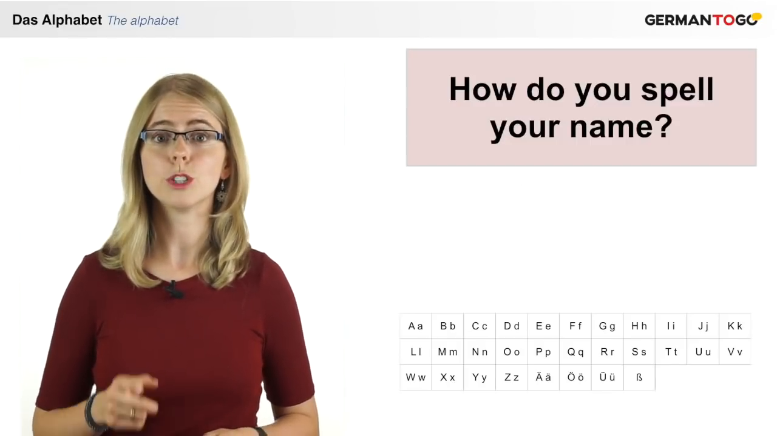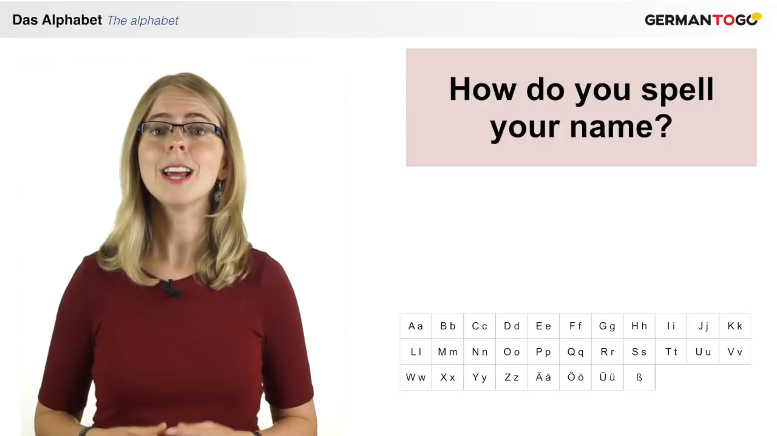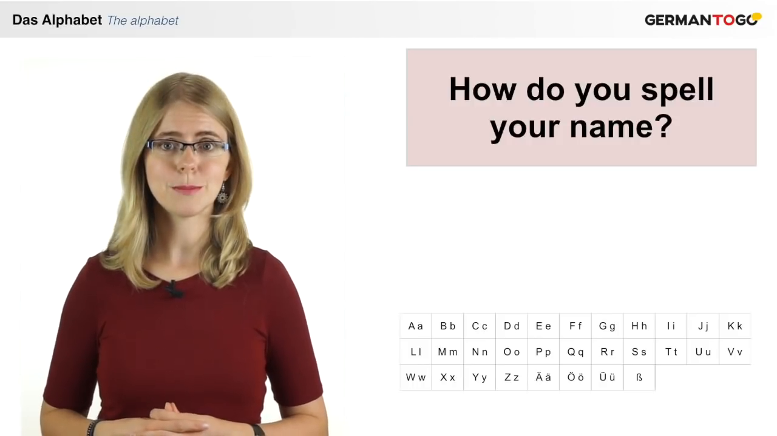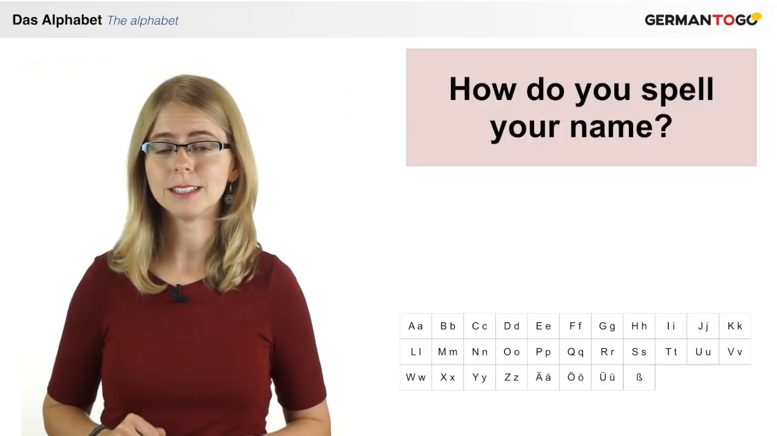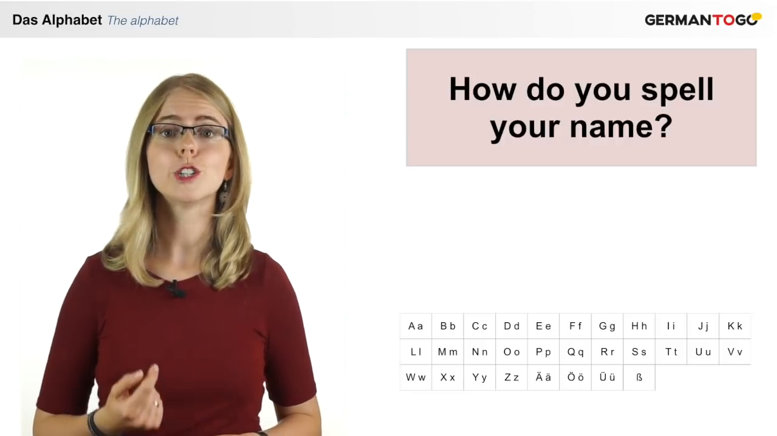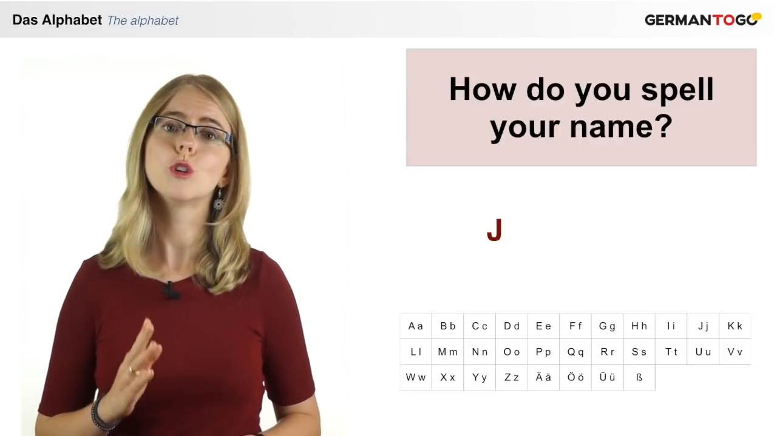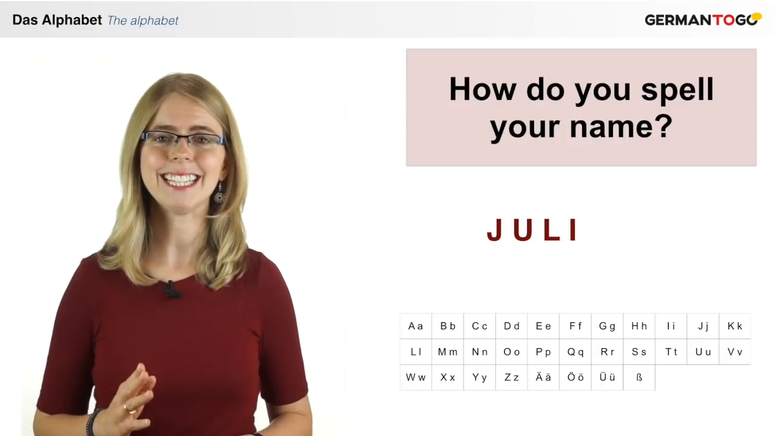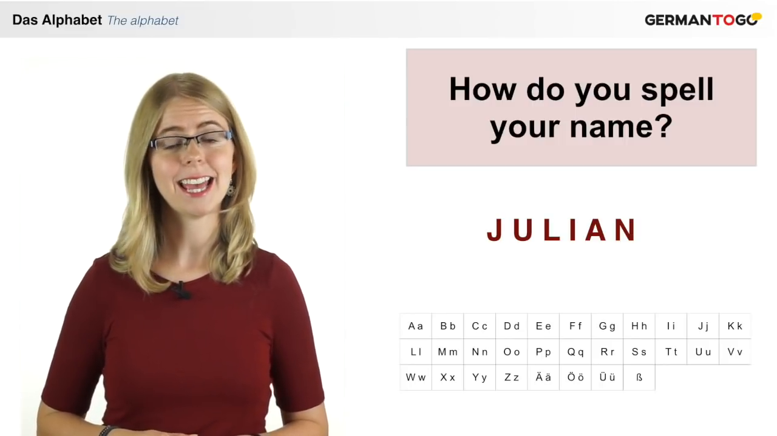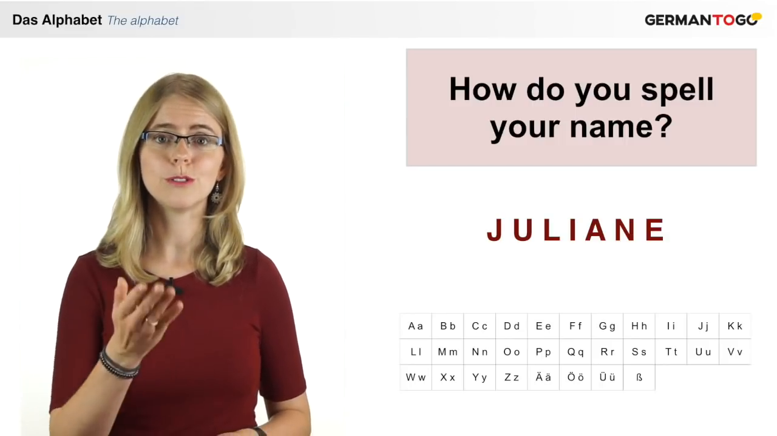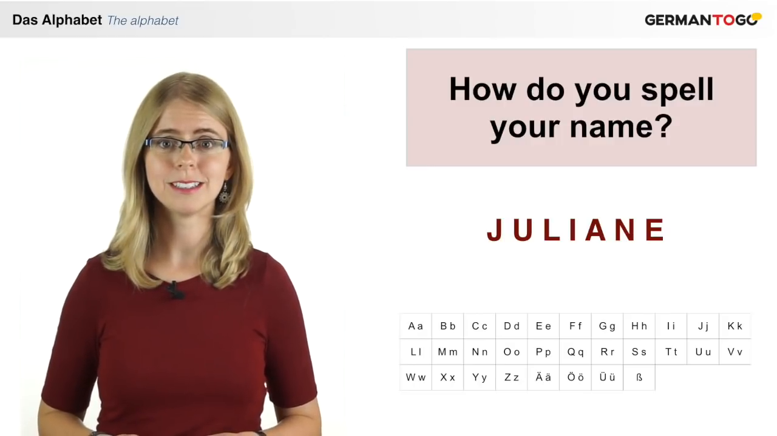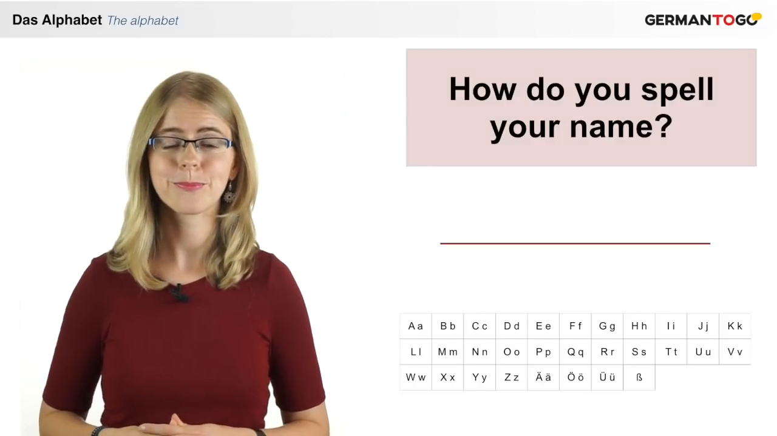And now I want you to spell your name. Wie buchstabiert man deinen Namen? Mein Name ist Juliane. J-U-L-I-A-N-E. Und wie ist dein Name? How do you spell your name? Go ahead.